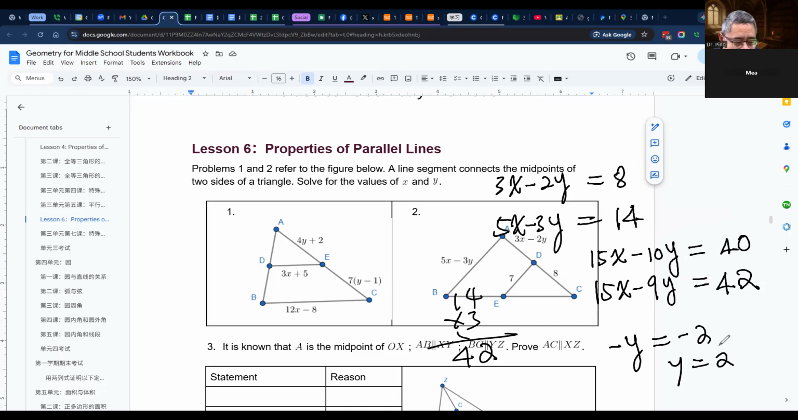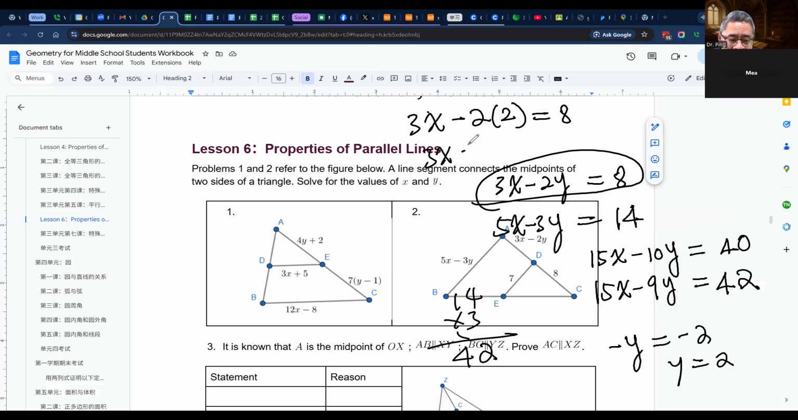So y is 2. Okay, we got that. Then we plug into here. So 3x minus 2 times 2 gave us 8. Then 3x plus 4 equal to 8. Then make sure 2 times 2 is 4. Then 3x is 4. Then x is 4 over 3. Okay. Negative 2.